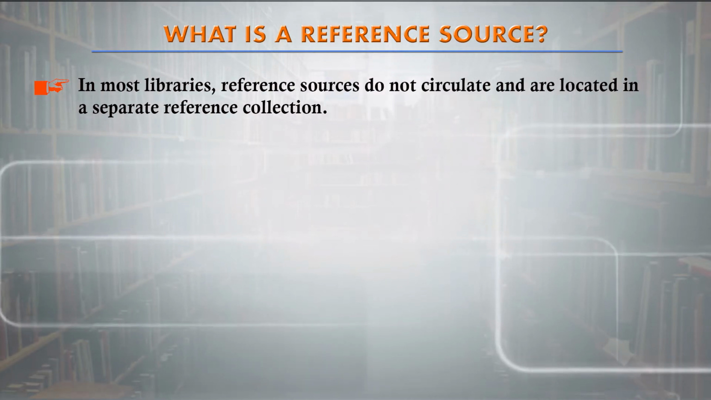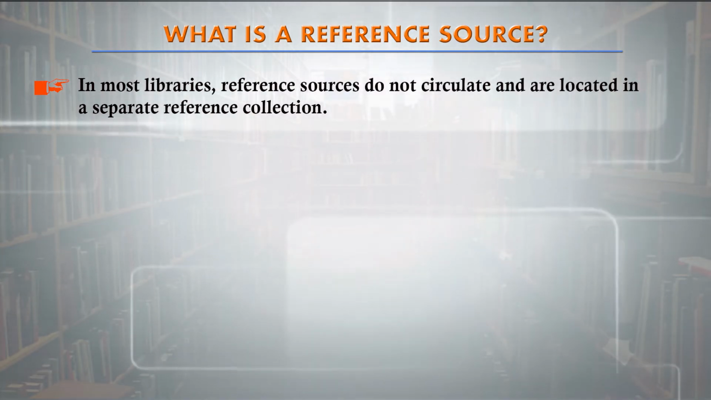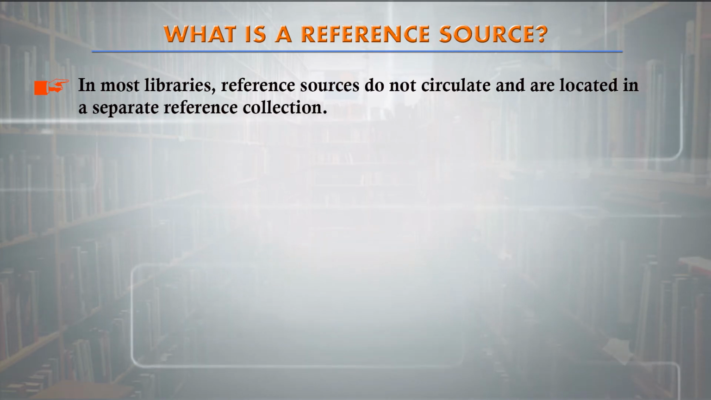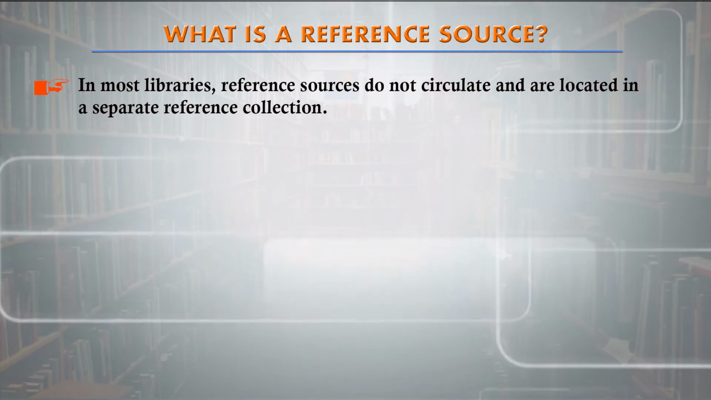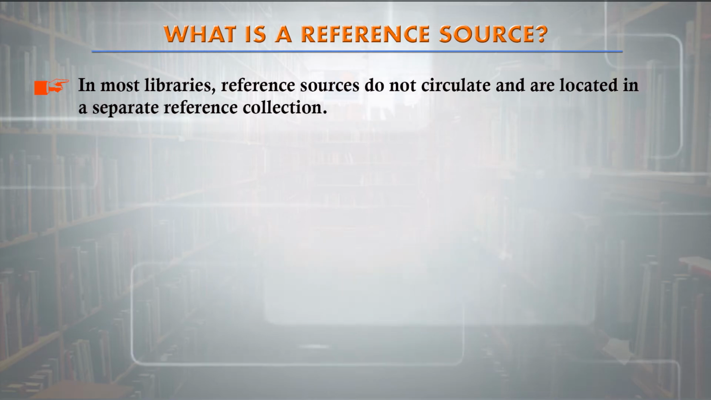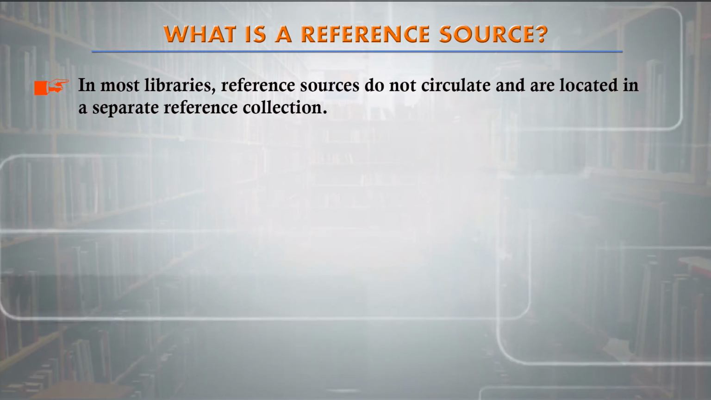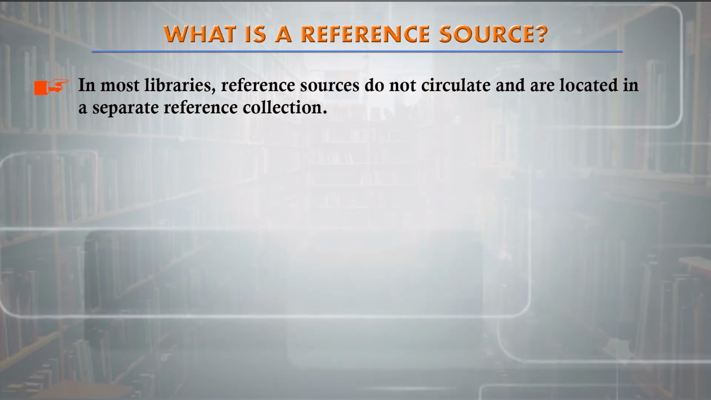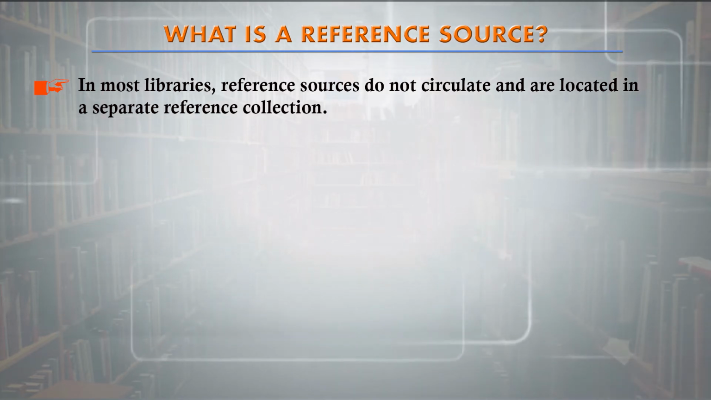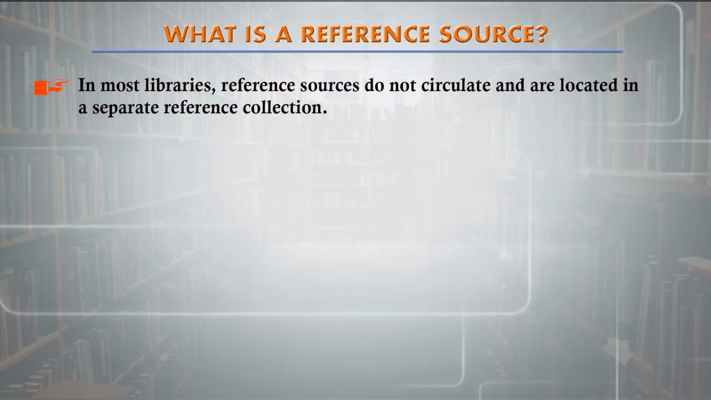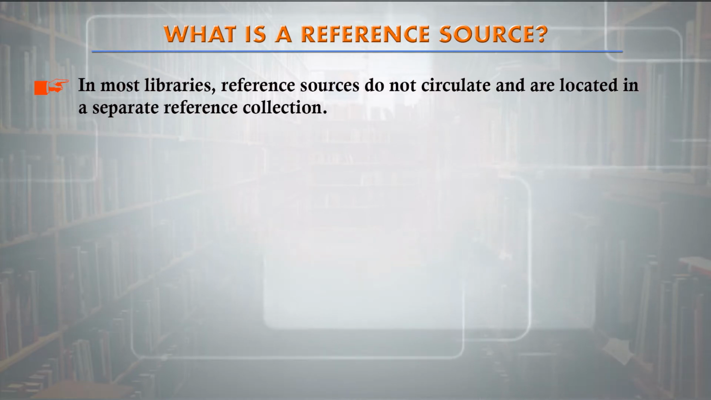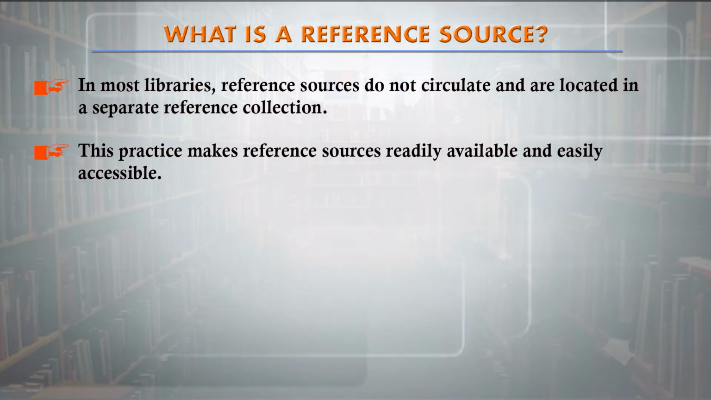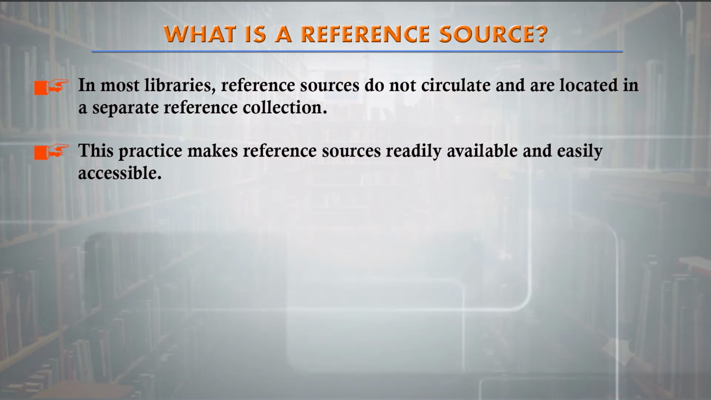In most libraries, they do not circulate these reference sources. They have a different collection that is known as the reference collection, and in this reference collection, these reference sources are kept inside the library and users come to the library to use these reference sources. This practice makes reference sources readily available and easily accessible.